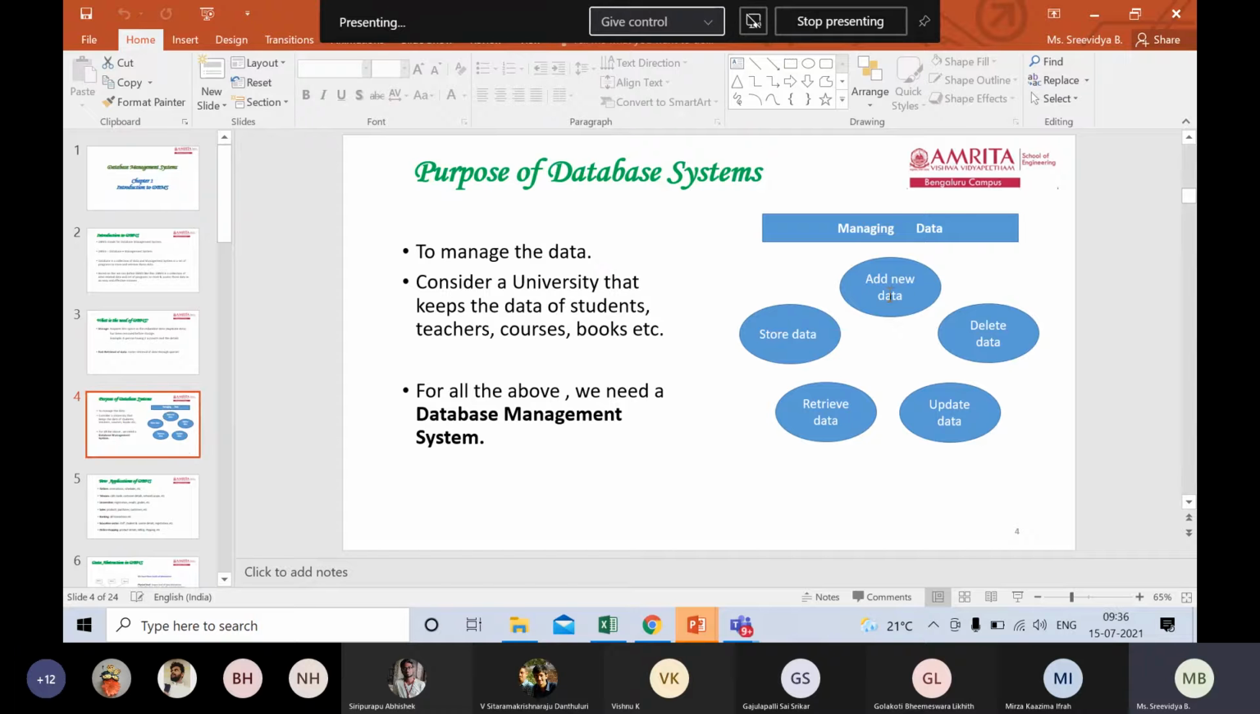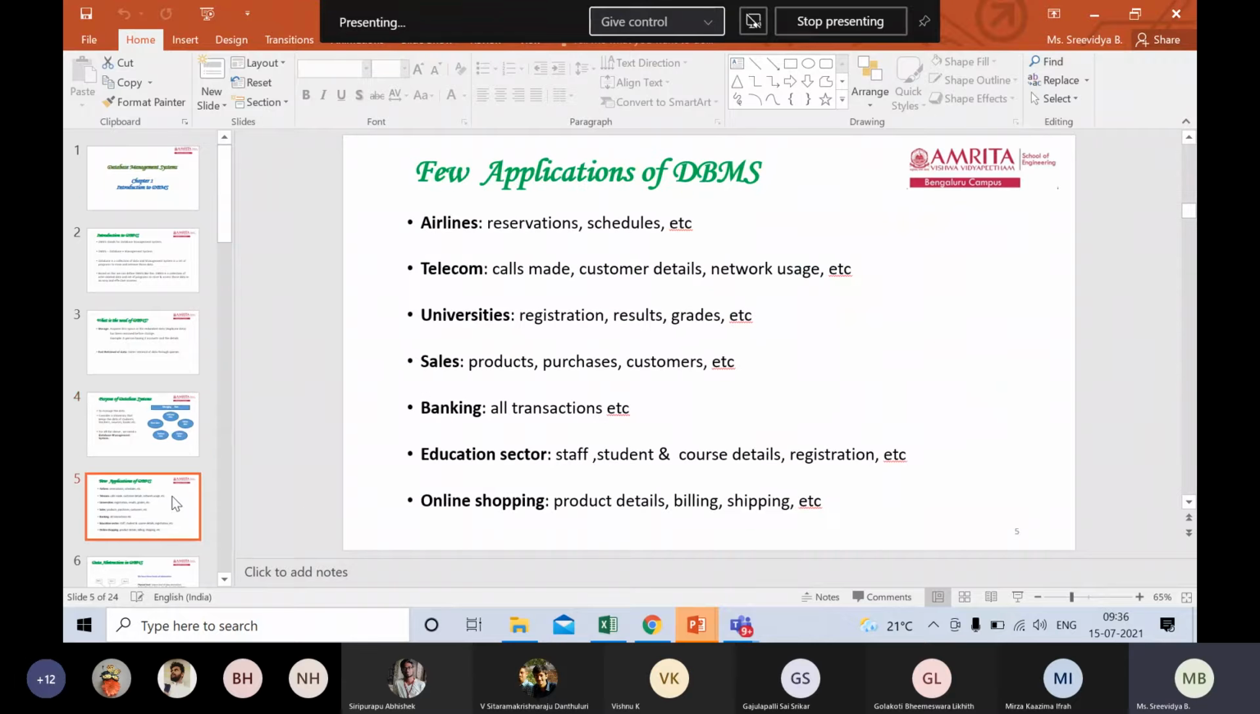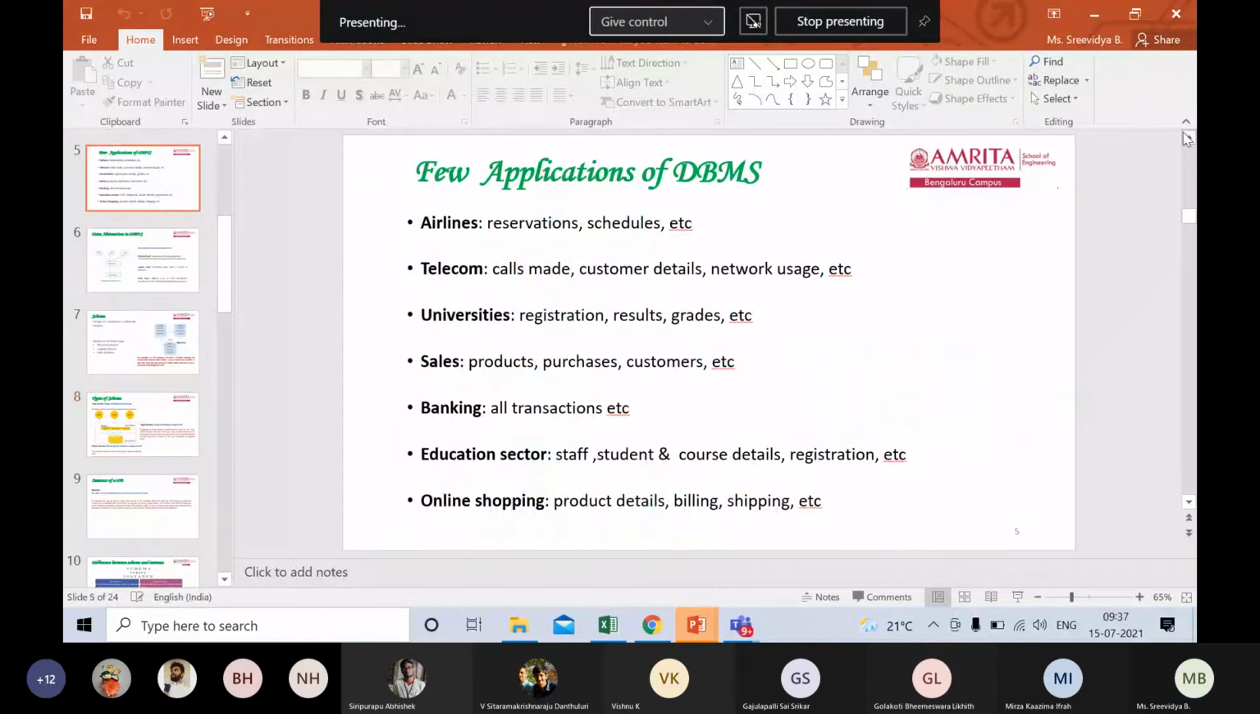The purposes of data management are adding data, removing data, updating existing data, retrieval, that is selection, and storing the data. These are the mechanisms included when you say managing data. These are a few applications. I'm sure you'll be able to recall these slides.